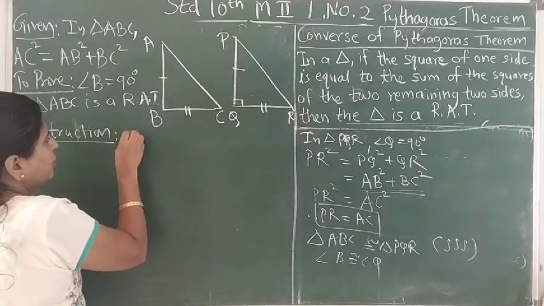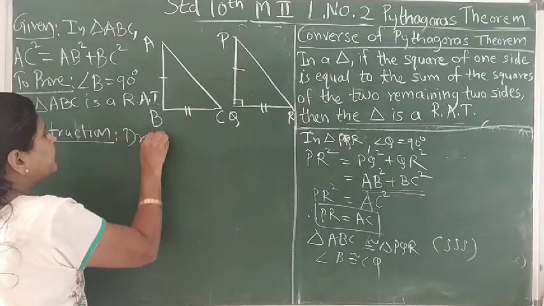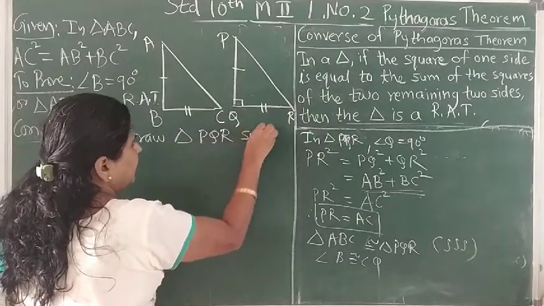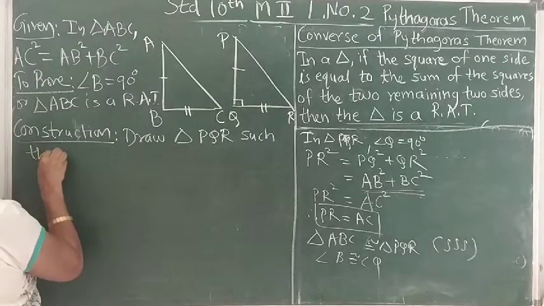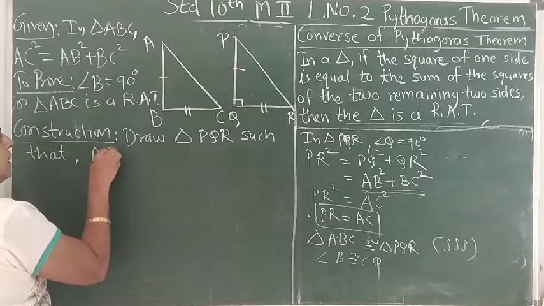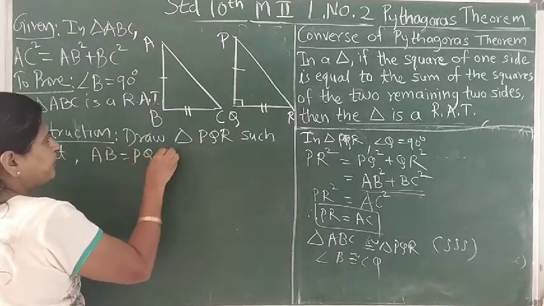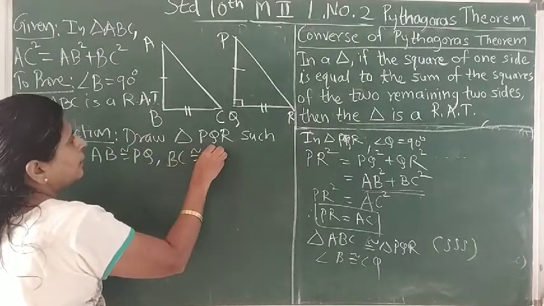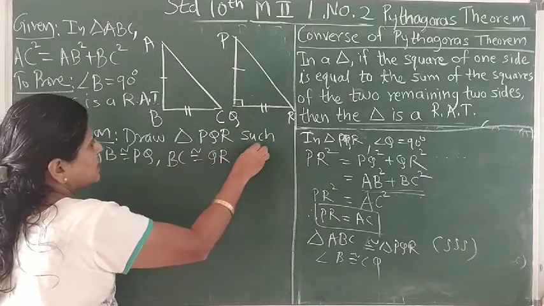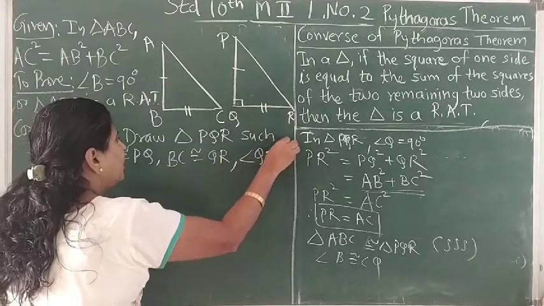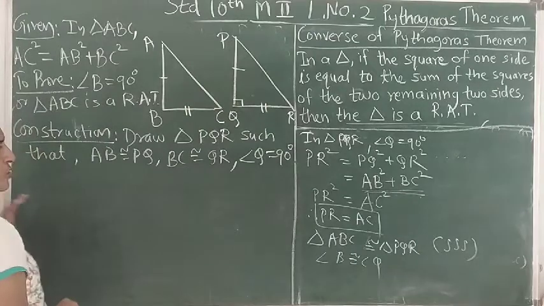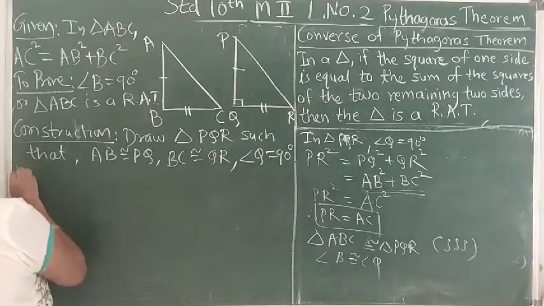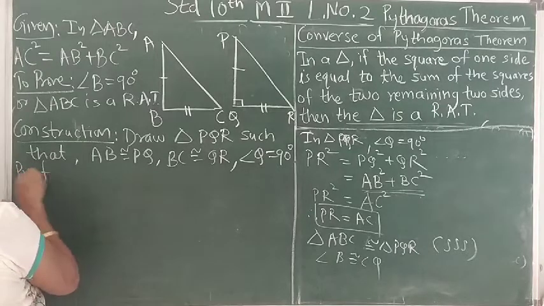While writing this construction, you need to be careful. Draw triangle PQR such that AB is equal to PQ, BC is equal or congruent to QR, and third, angle Q is equal to 90. Okay, so we are stating that angle Q is 90, that's why it is a right angle. Okay, now let's go to the proof part.